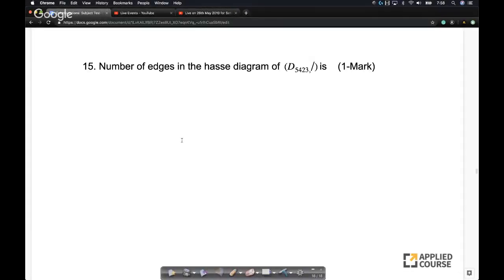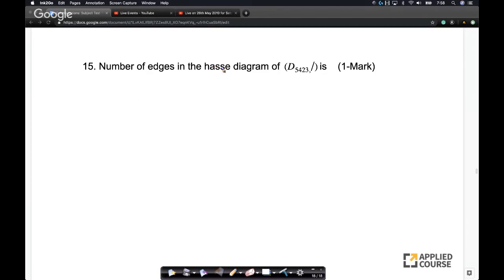Okay, so this is a slightly interesting question. The number of edges in the Hasse diagram of this. So if you look at 54,23, what are the divisors of 54,23? If you think about it, I can write 54,23 as 11 multiplied by 17 multiplied by 29. This is the prime factorization of 54,23. So if I have to draw the Hasse diagram for this, how would I draw it? 1 certainly will be there. So I'll have 11, 17, and 29, because all three of them will divide 54,23.